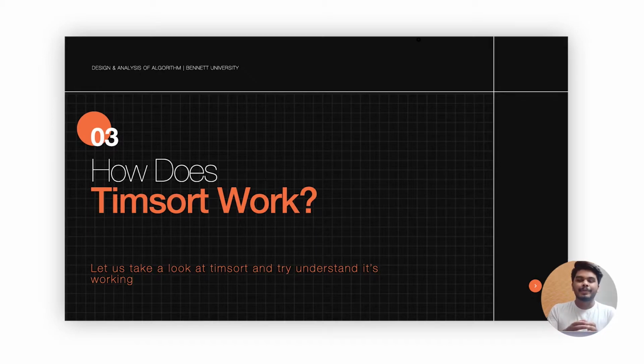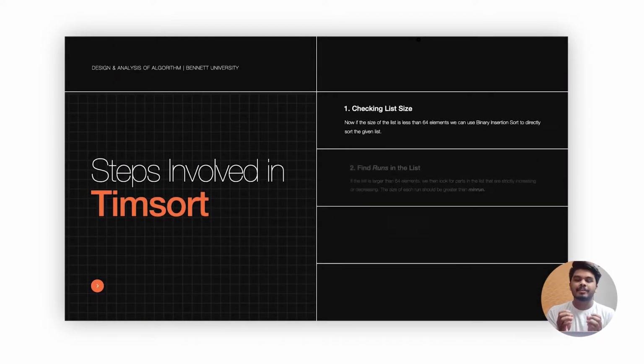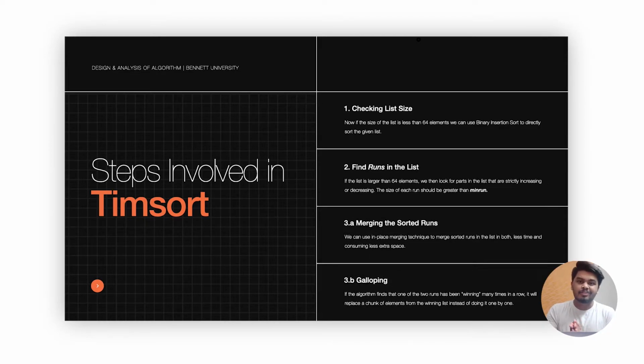Okay, so now that we've discussed the whens and whys of Timsort, let's move on to the functioning of Timsort and take a look at how it works. The working of Timsort can be divided into 4 major steps. Okay, the fourth step is not really a step, but it is more of an optimization process in Timsort. In short, under Timsort, first we check the size of the list. Now if it's more than 64 elements, we look for the sorted chunks called runs in the list. And to get the final result, we merge all of these runs together.